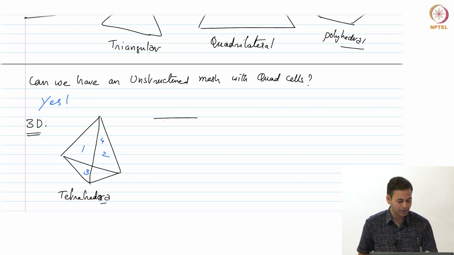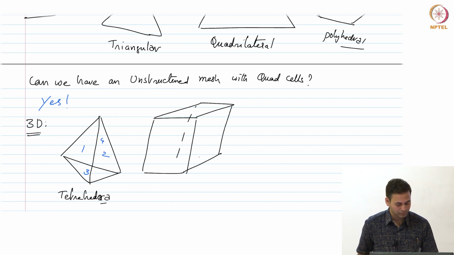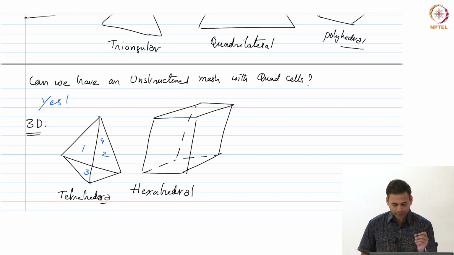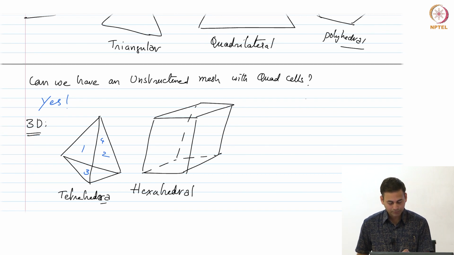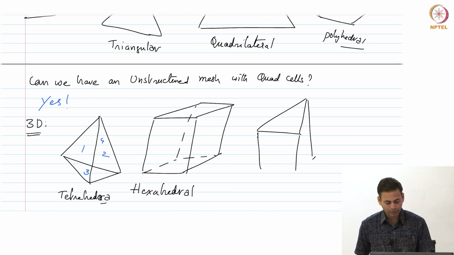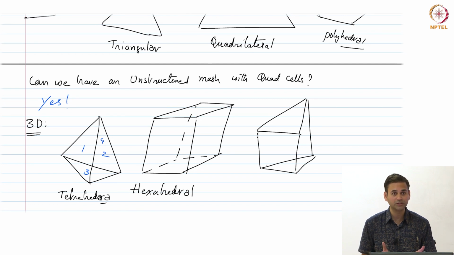What else? Hexahedra, okay. So, we can have a hexahedra. What else? Prisms, okay. We can have prisms. Now, what I have drawn is a triangular prism, right. A quadrilateral prism is nothing but a hexahedra, right. You can also have a polyhedral prism as well. So, you can generate prisms on any shape, okay. So, this is a prism.